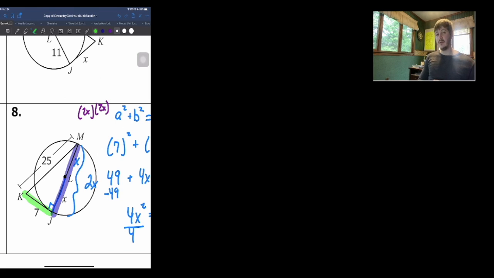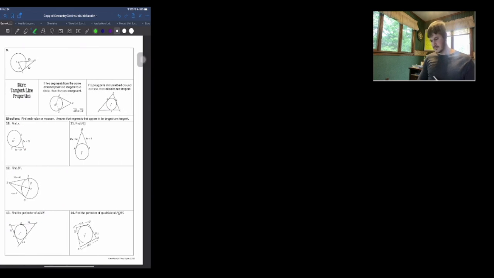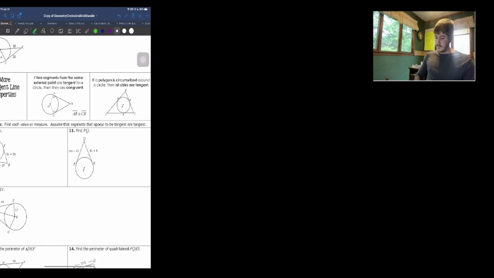Because now we've done central angles, inscribed angles, and now tangents. There are more properties with tangents as well. That was just one.